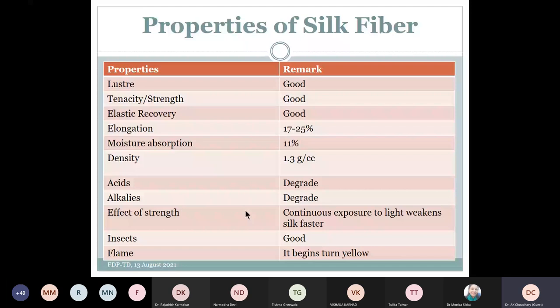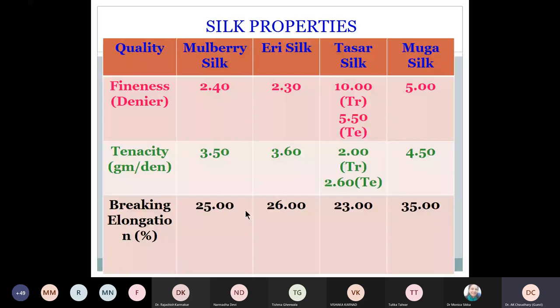So anyway, here you can see the silk properties, especially of the four qualities of silk. Mulberry silk has a fineness in the range of 2.54, eri silk is slightly finer, and tassar is very much coarser in comparison to mulberry silk. So the application in the product is quite different from the application of mulberry. We are able to produce fine sarees, but in the case of tassar, fine sarees or fine fabric is not possible. So accordingly, the products, their quality, and the application of these four varieties of silk depend on the engineering properties of the silk. So this is the comparative properties of all four varieties of silk.